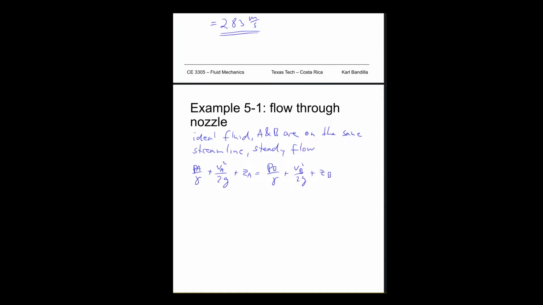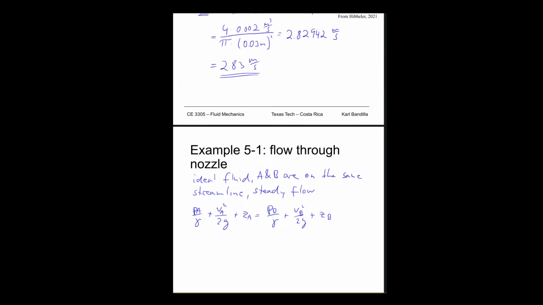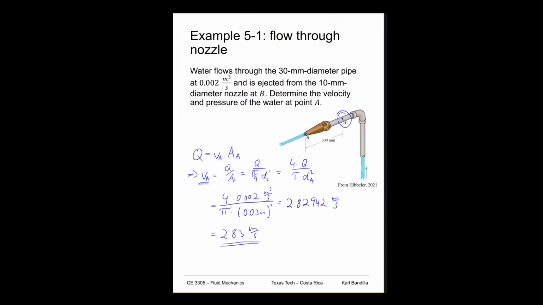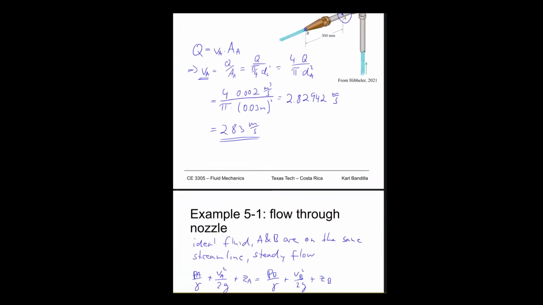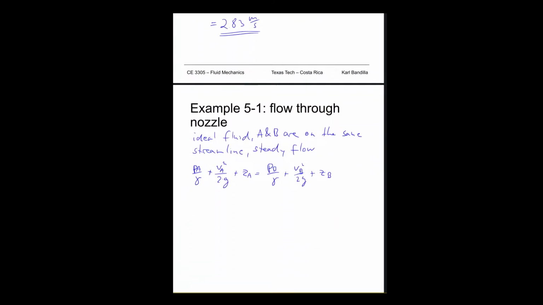All right, what else do we know right now? All we know is VA. That's because we're calculating it. Let's go back, and we're looking, of course, for PA. So we're missing ZA, PB, VB, and ZB. Well, let's start with PB. PB is right here, where the water comes out of the nozzle. That means the water is in contact with the atmosphere.